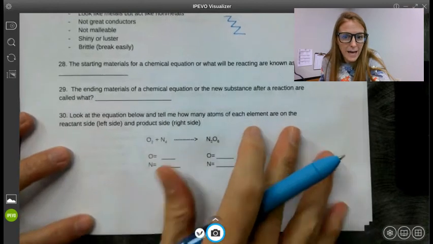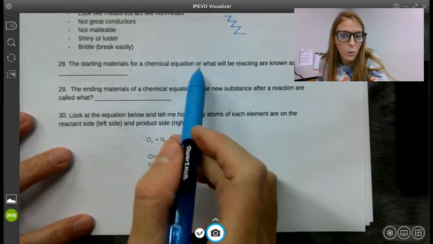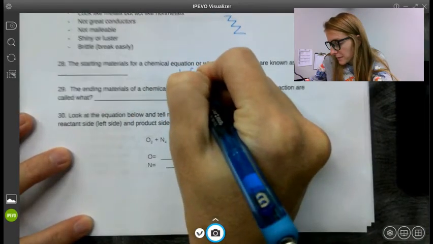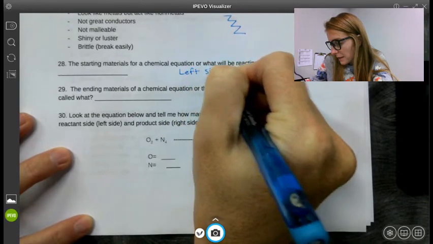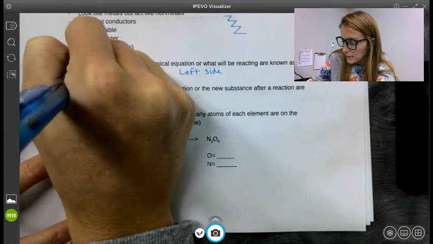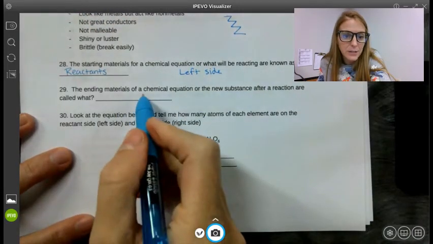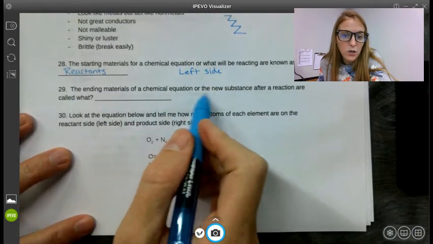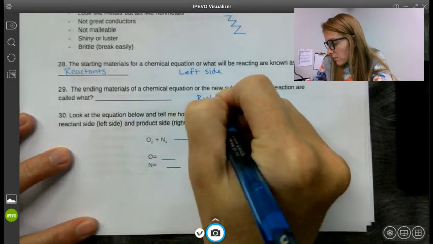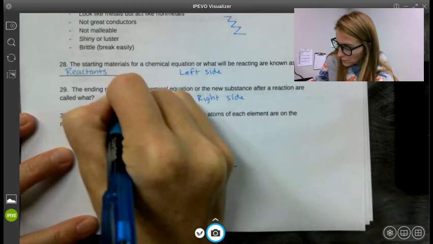All right, 28, the starting materials for a chemical equation, or what will be reacting, also going to be on the left side of the equation, are your reactants. And then the ending materials of a chemical equation, or the new substance after the reaction has taken place, also known as the right side of the equation, is going to be your products.